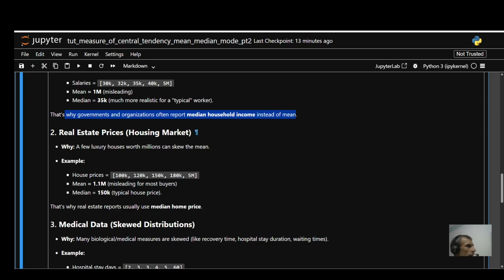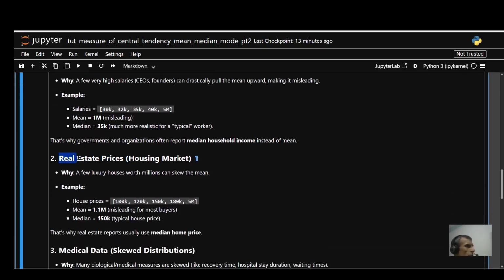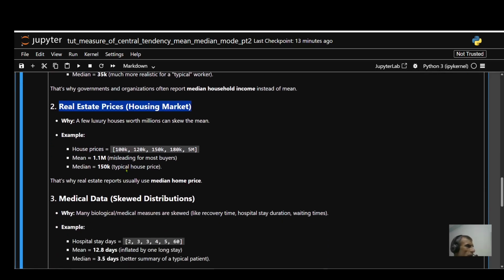Another example would be real estate prices. By the way, we're dealing with when median is preferred over mean. So another case where median is preferred over mean is in real estate prices, the housing market. Why is that? Because a few luxury houses worth millions can skew the mean. Most of your housing prices will be like, let's say, 100,000, 120,000, 150, 180K. And then all of a sudden you see this one price, which is 5 million. So in this case, if you calculate your mean, it will be approximately, let's say, 1.1 million.